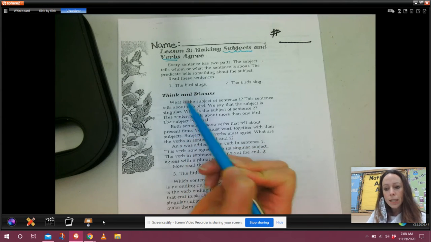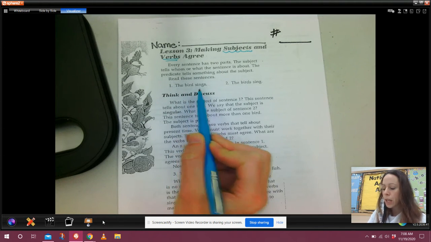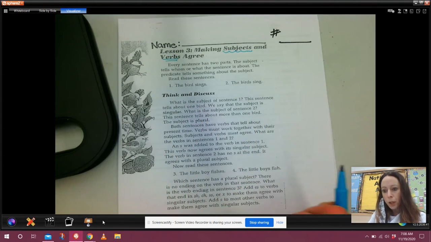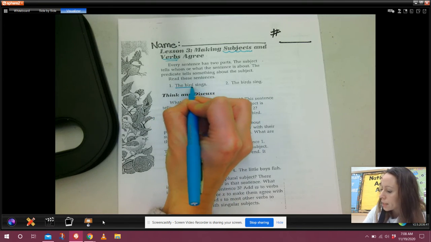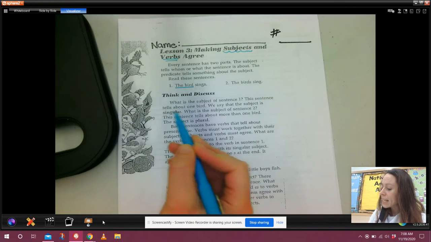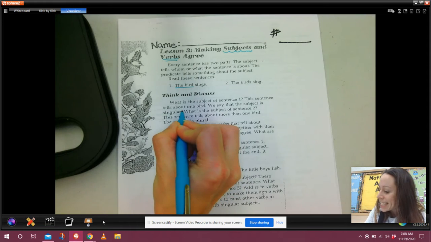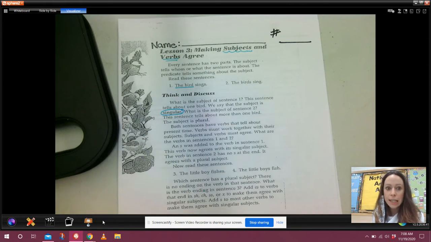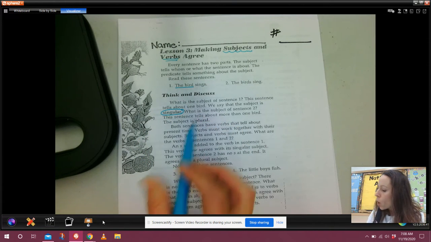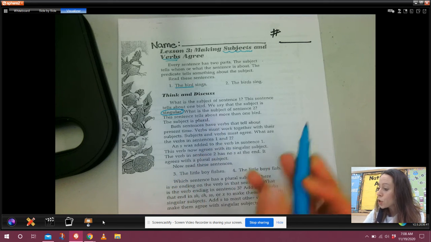So who or what is our sentence talking about? The bird sings. Well, it's the bird, right? That's what our subject is. This sentence talks about one bird. So remember, we say that that's singular. Singular, single means one.